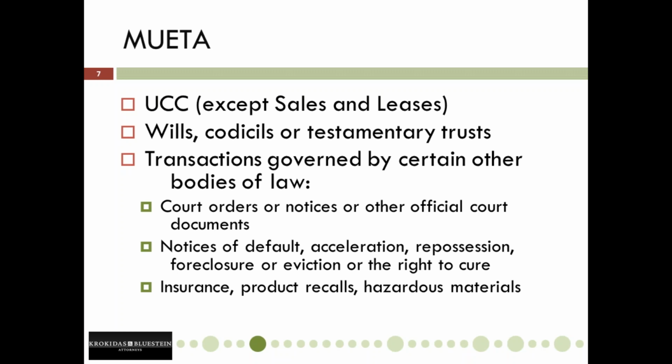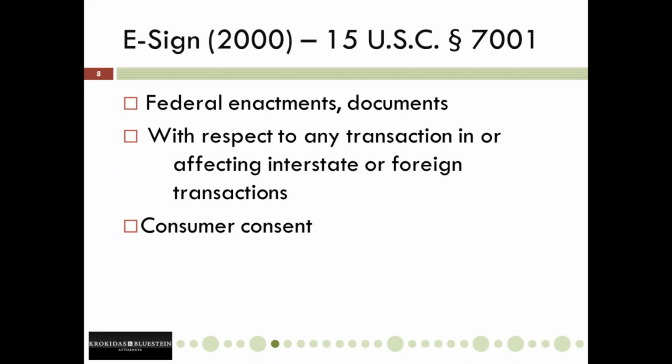And then transactions governed by certain other bodies of law. Court orders, notices, or other official court documents, notices of default, acceleration, repossession, foreclosure, or eviction, or the right to cure in the leasing context, and then insurance, product recalls, and hazardous materials. Now Jason's going to highlight some of the key differences between Massachusetts law and federal law.